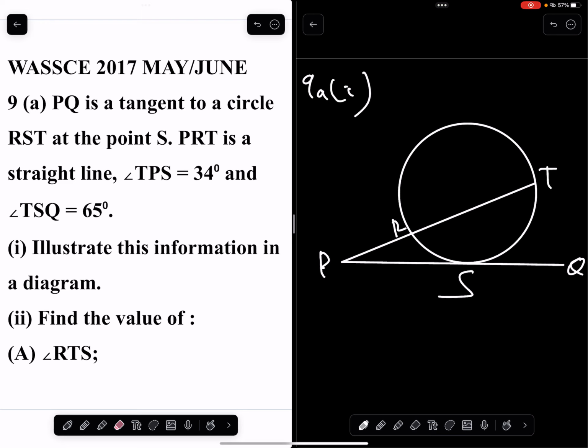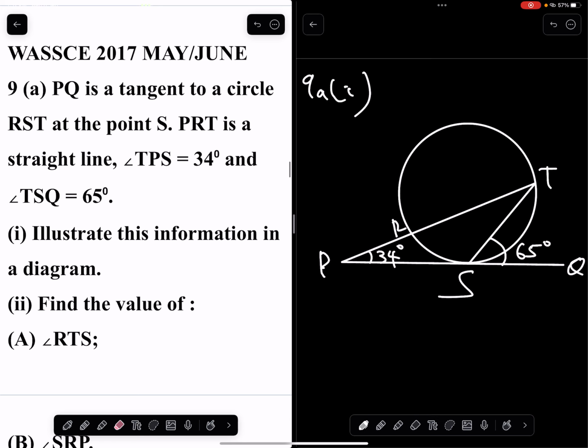Angle TPS is equal to 34 degrees. This is angle TPS. This angle is 34 degrees. And angle TSQ is equal to 65 degrees. To show angle TSQ, I have to join T to S. So that means this angle is 65 degrees. That's angle TSQ, 65 degrees. And that's an illustration of the information. So we go straight to the next.